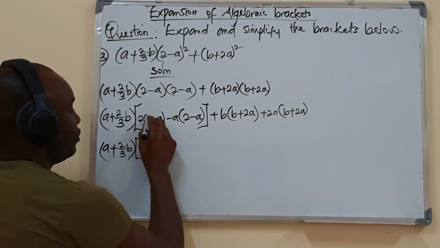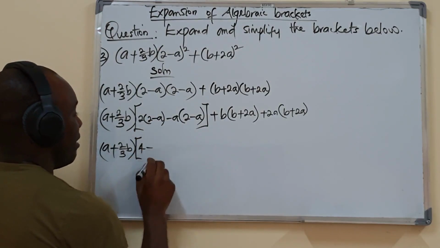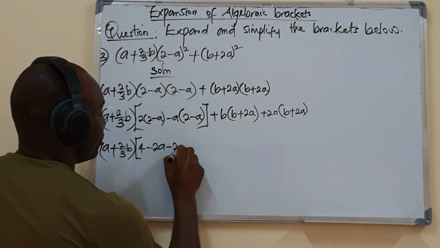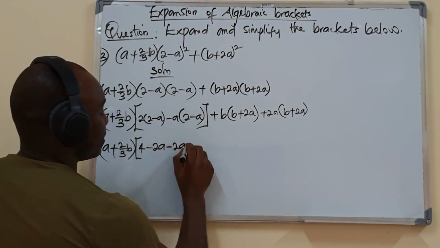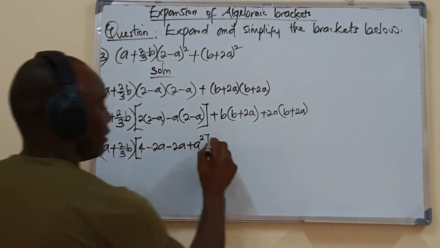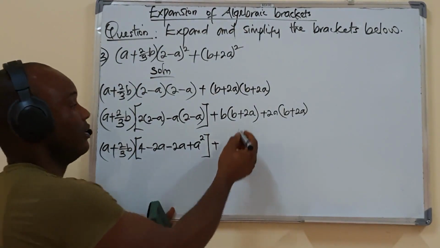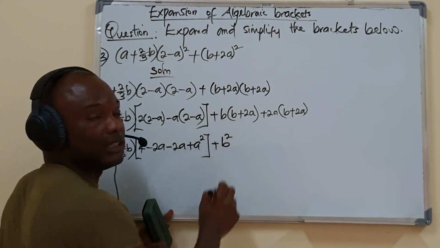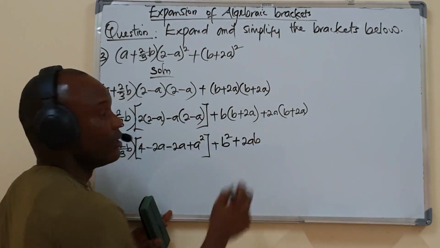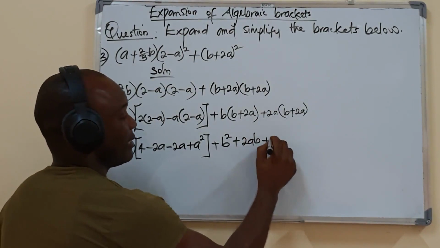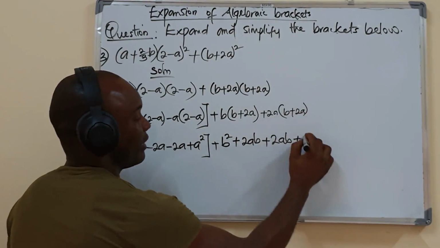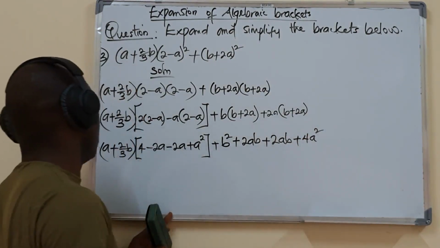Let's open it up. 2 times 2 is 4, minus 2 times a is 2a. Minus a times 2 is 2a. Minus times minus is going to give us plus. So a times a is a squared. That is the big bracket. Plus, now let's open up this side. b multiplies b gives us b squared. Plus, b multiplies 2a gives us 2ab. Plus, 2a multiplies b gives us 2ab also. And plus 2a multiplies 2a gives us 4a squared.